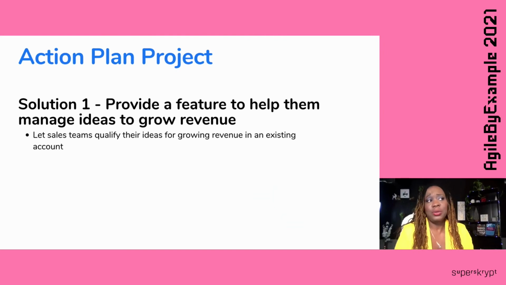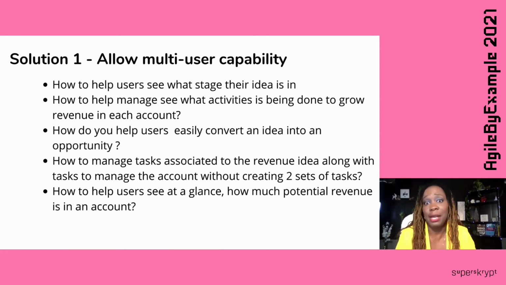So the solution was to provide a feature to help them manage their ideas to grow the revenue and help them do all the activities, but mainly a task-based system that said, okay, now you have these ideas, here's what you do first, second, and third, and they could put their tasks in and work towards determining if the idea was actually valid. So here's some problems that we uncovered as we had the discussions around this.